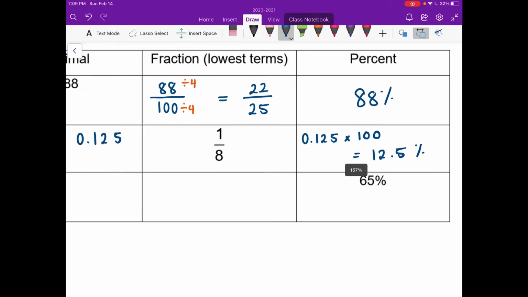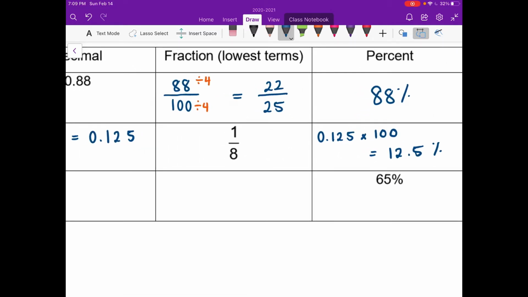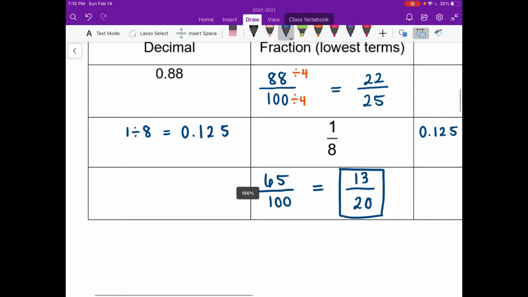So if you have 65% here, I know that as a fraction it's going to be 65 over 100, because percent means per 100. And then I'm just going to divide that. So if I do 65 divided by 5, I'll get 13. And I can divide 100 by 5 and I'll get 20. And then I'm left with 13 over 20. I can't simplify that any further, so I'm just going to leave it as is.